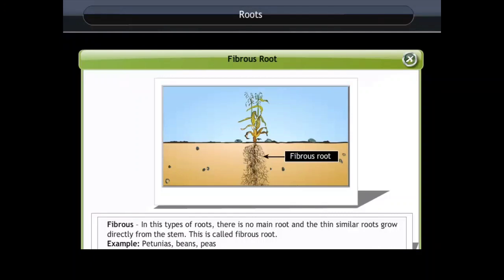Fibrous. In this type of roots, there is no main root. Thin, similar roots grow directly from the stem. This is called fibrous root. Example, petunias, beans, peas.